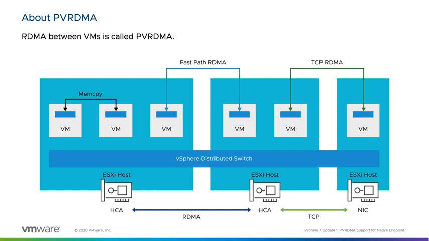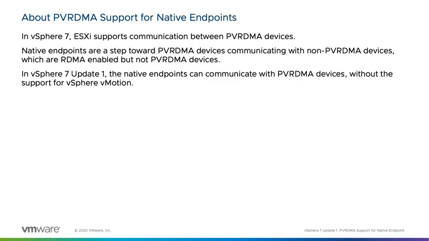In vSphere 7, ESXi supports communication between PVRDMA devices. In vSphere 7 Update 1, native endpoint support is introduced. This allows virtual machines that are PVRDMA capable to communicate with non-PVRDMA devices that are RDMA enabled, i.e. physical machines that are RDMA capable. Virtual machines that are communicating using native endpoint support are not supported for vMotion.